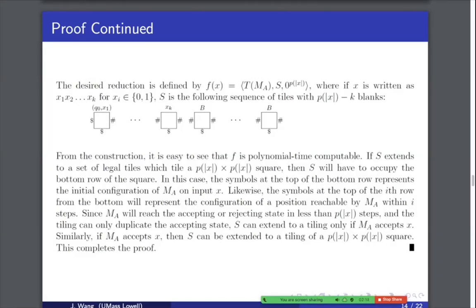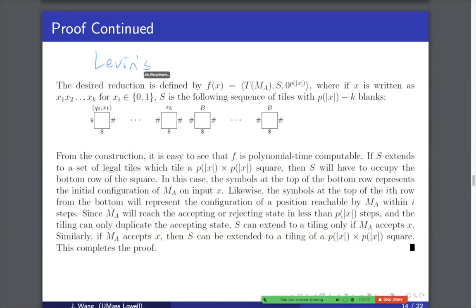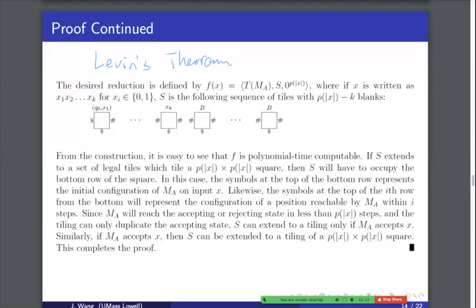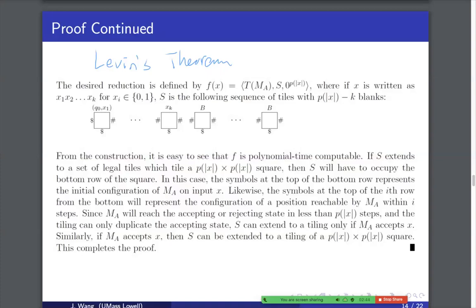Okay, then. So last time we looked at Levin's theorem, which says that bounded tiling problem is NP complete. So we reduce a polynomial time bounded non-deterministic Turing machine to bounded tiling. In other words, we're going to use tiles. We construct tiles based on a given NTM to simulate a computation history of the non-deterministic Turing machine.